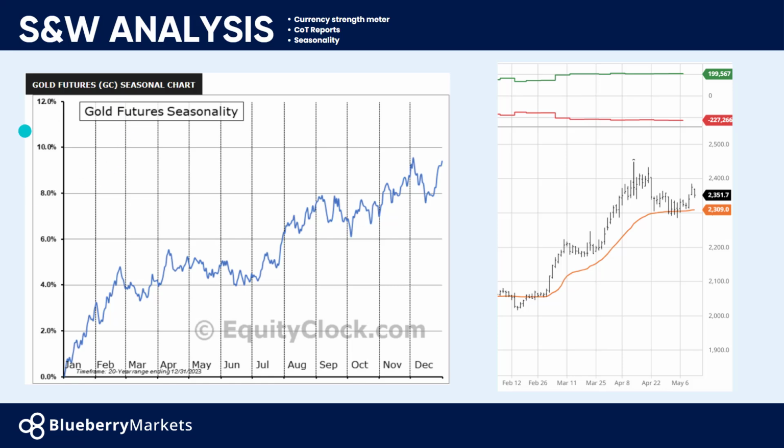Going on to the strength and weakness analysis then, basically what I've got here is a gold futures chart. I've got a seasonal chart here, and what I have over this side is the commitment of traders report, okay? And this is based off a 1 week chart.